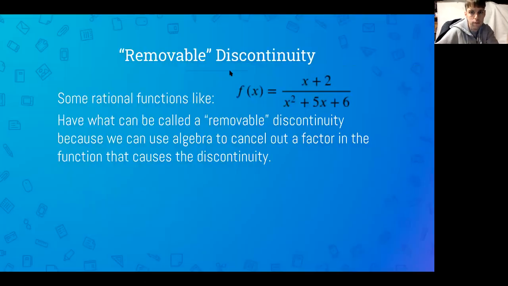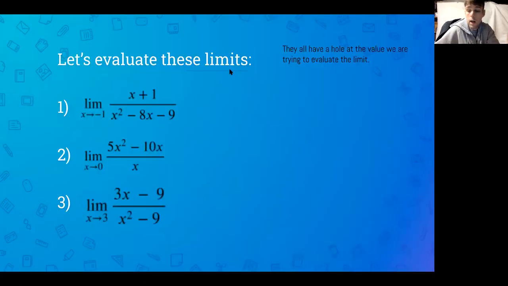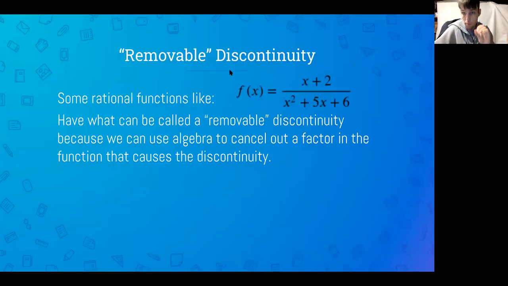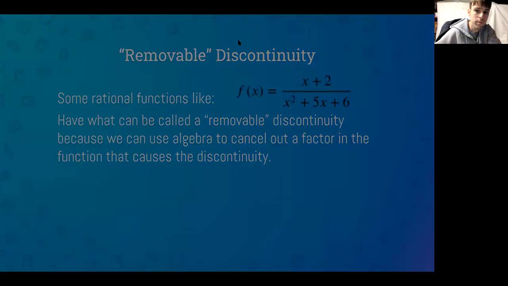All right. Sorry, we call this a removable discontinuity because we can actually factor out the factor that's causing the discontinuity. So we can remove it and then use direct substitution.